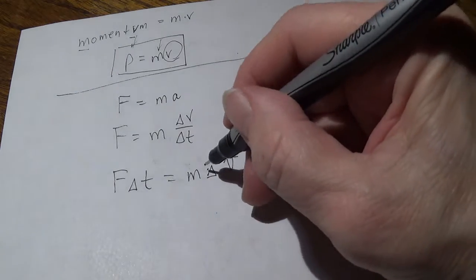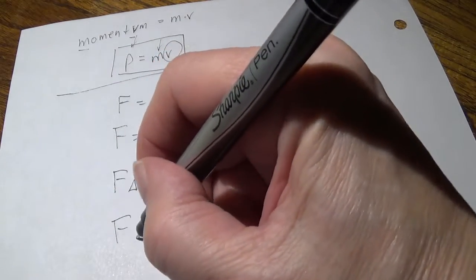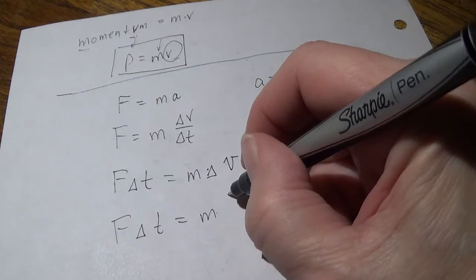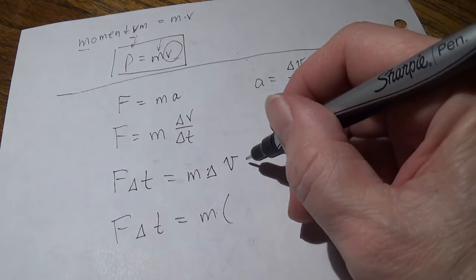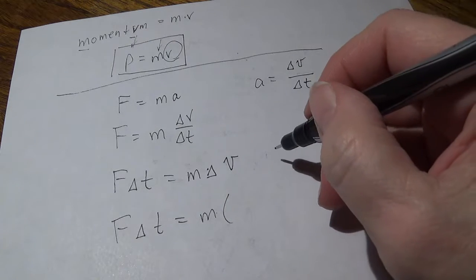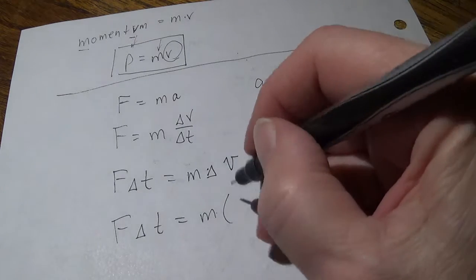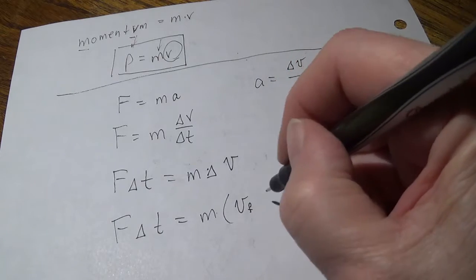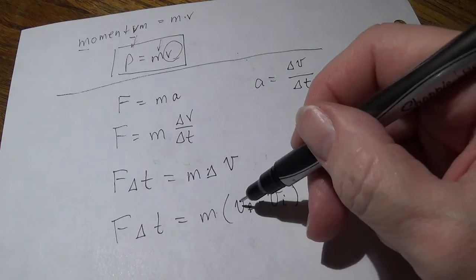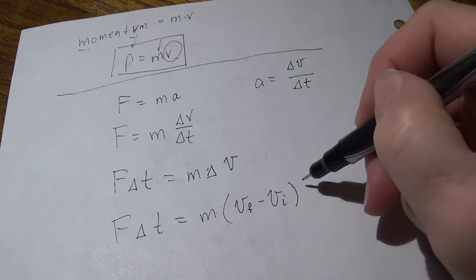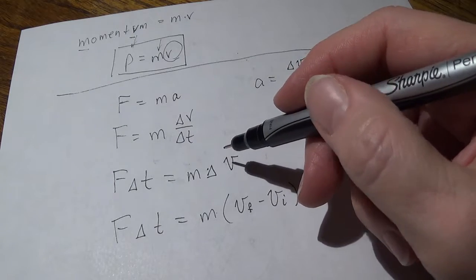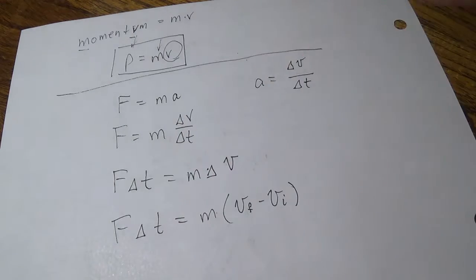But another way to write change in velocity, which is helpful, is if you have a change in velocity, that means you had a starting velocity and an ending velocity. So you're going to have to subtract the initial one from the final one. So change in velocity is velocity final minus velocity initial. And now I'm going to distribute the m.